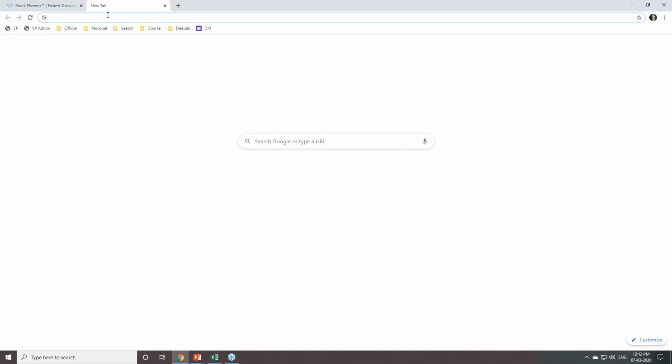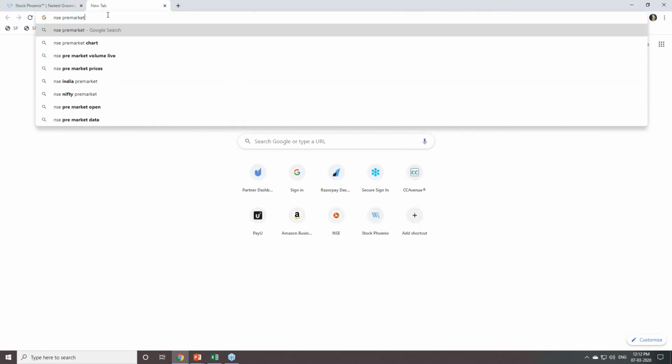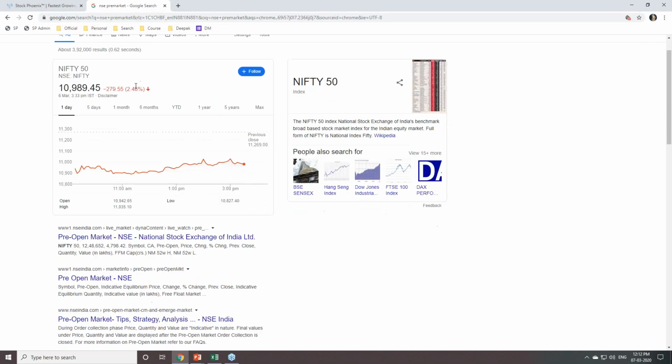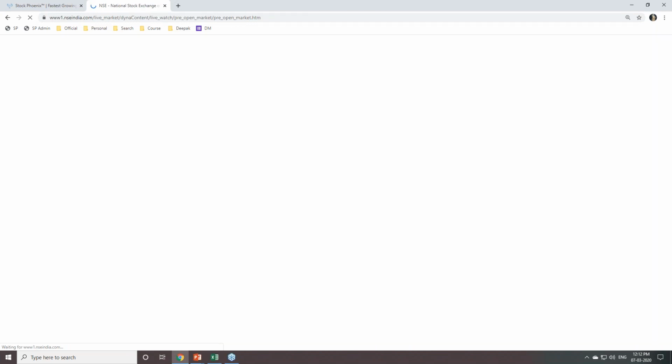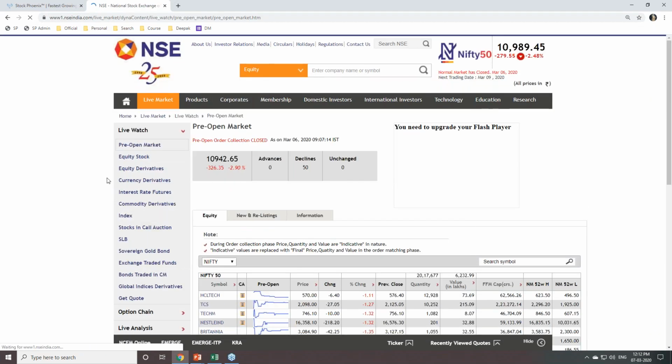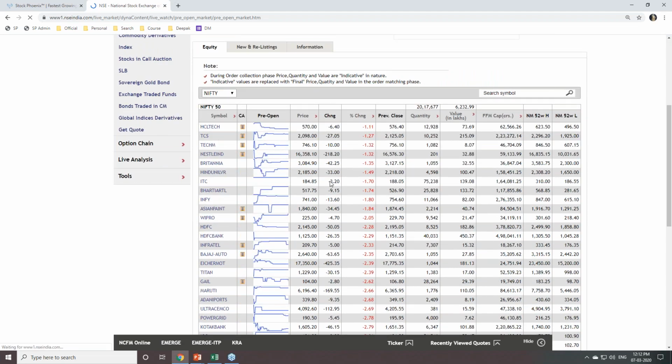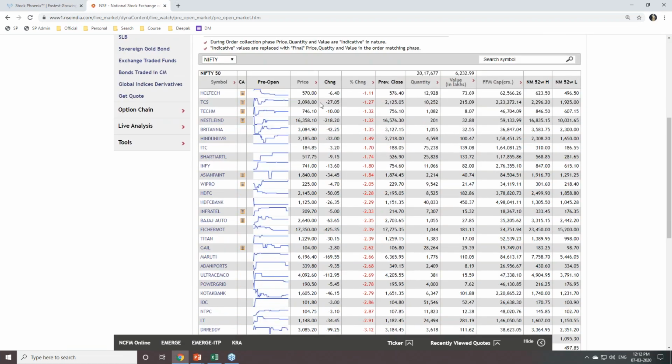Open a browser, NSE pre-market. Always get into the NSE site itself to get real-time and accurate data. So that will help us to understand the real-time data. So you can see, these are the data. These are the changes which have happened between 9:00 to 9:07 a.m., in the pre-market timing.